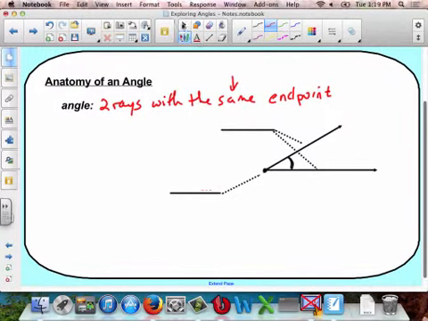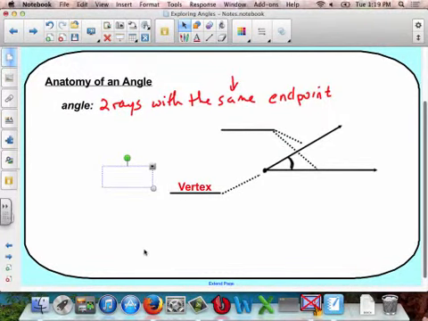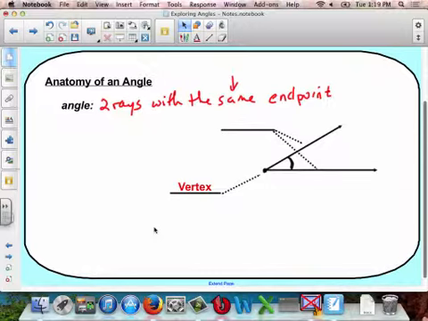Now, guys, when we refer to these angles, the most important piece of that angle you need to be concerned with is something called the vertex. And notice where that vertex is. It's actually right there in the very corner of that angle. The vertex is a point.